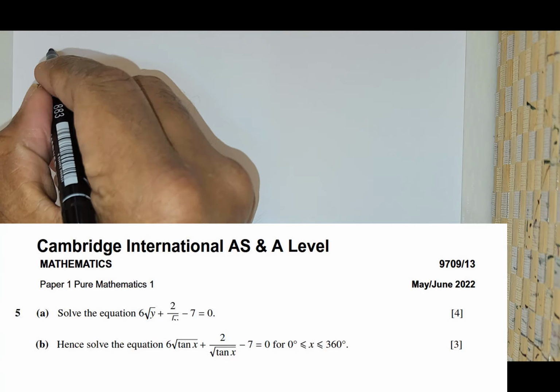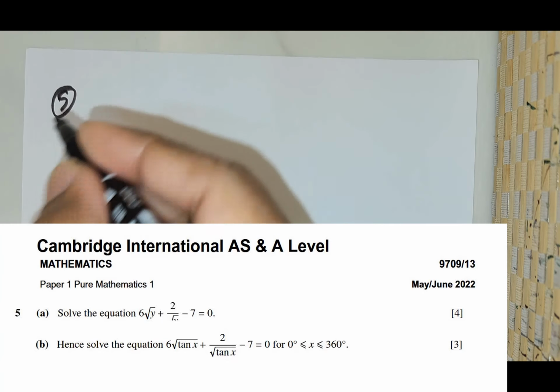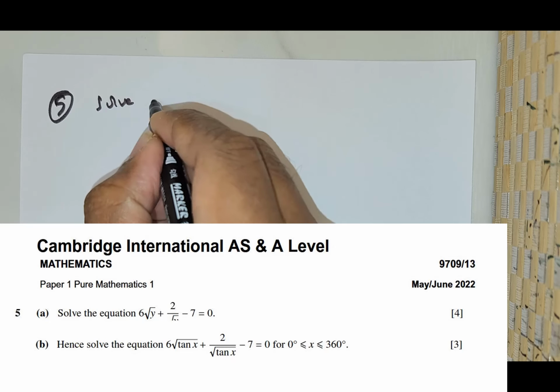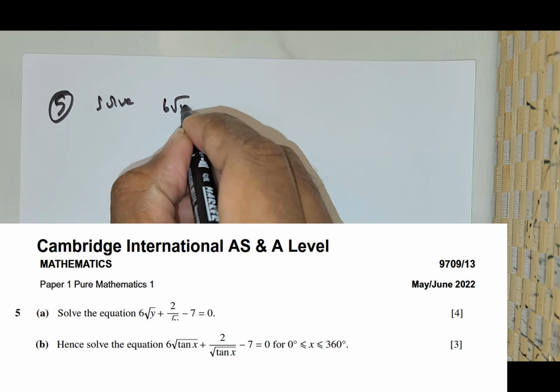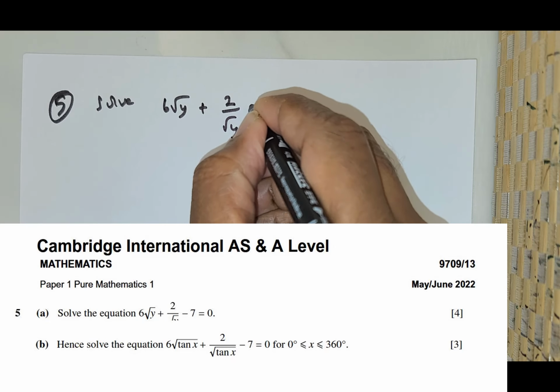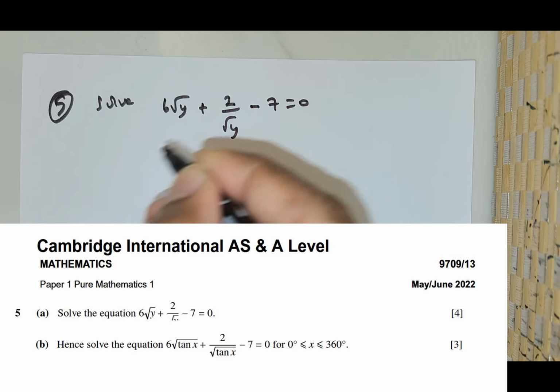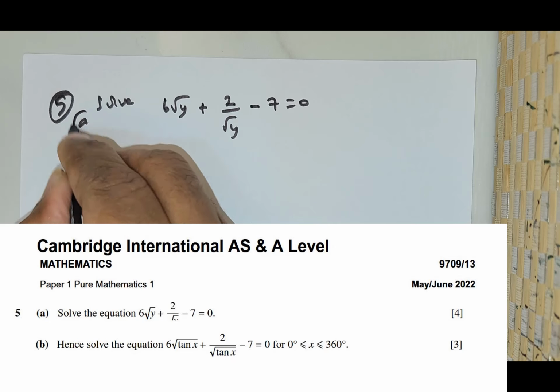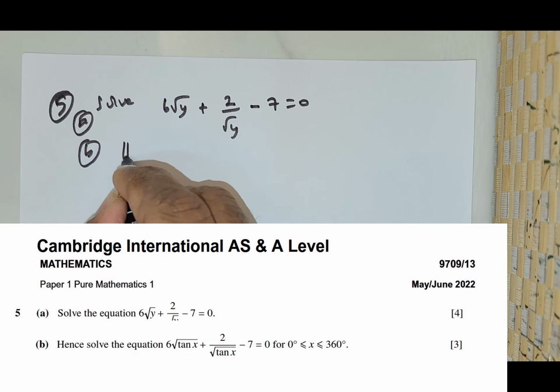So this is question number 5. We are asked to solve 6 times root of y plus 2 over root of y minus 7 is equal to 0. There's two parts here, a and b.